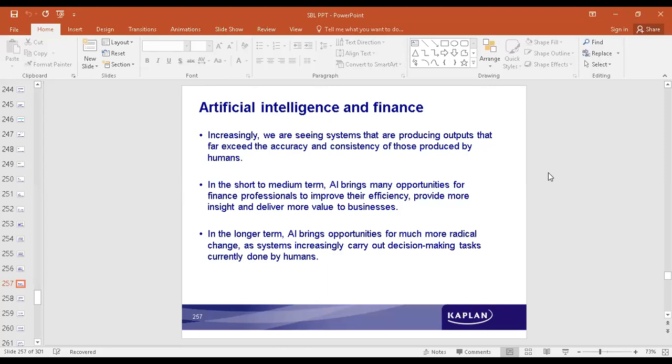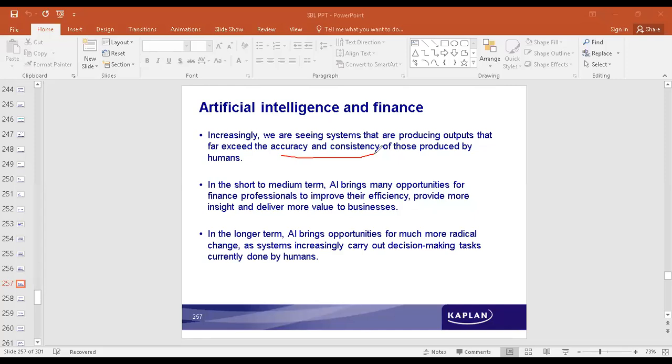See, increasingly, we are seeing systems that are producing outputs that far exceed the accuracy and consistency of those produced by human beings. Okay, the concept of using machines or automation, the concept of using multiple elements of technology, is that efficiency is far superior than when the work is carried out by human beings.